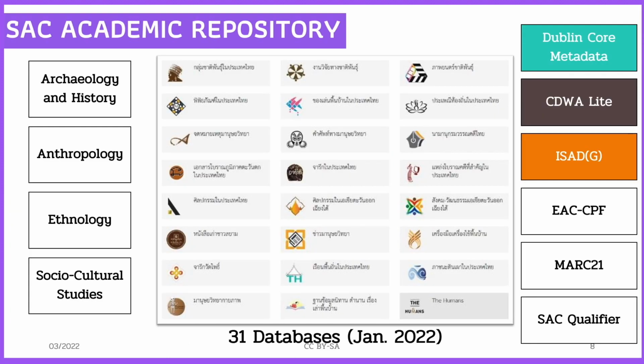Right now, the academic database of the SAC is in operation, and we have 31 databases divided into 4 categories: archaeology and history, anthropology, ethnology, and sociocultural study. We try to apply data management standards to our academic data. We want the databases that we have invested and worked on to be accessible and used for a long time for the benefit of the academic circle and service users.